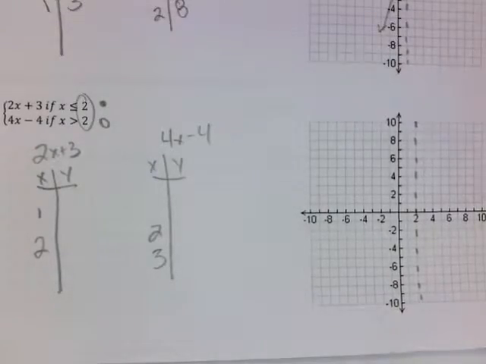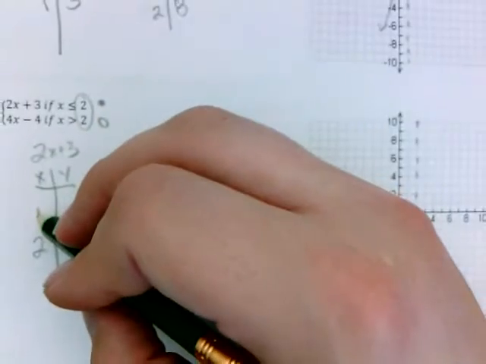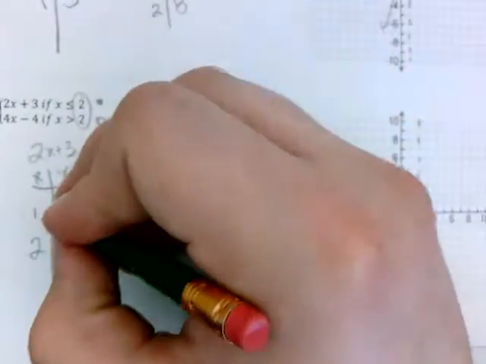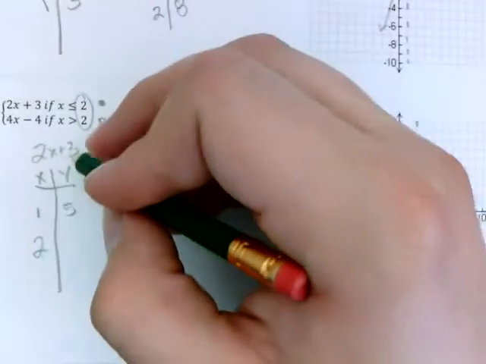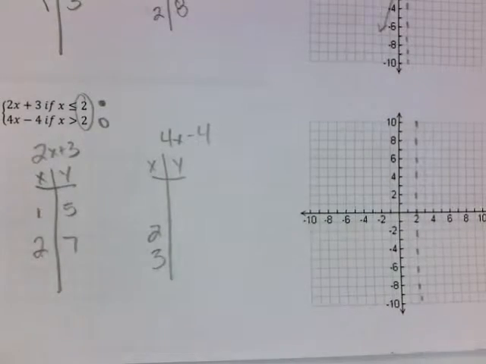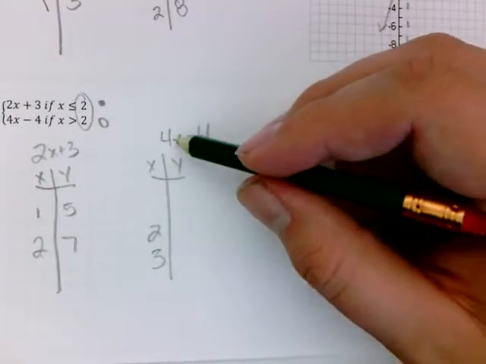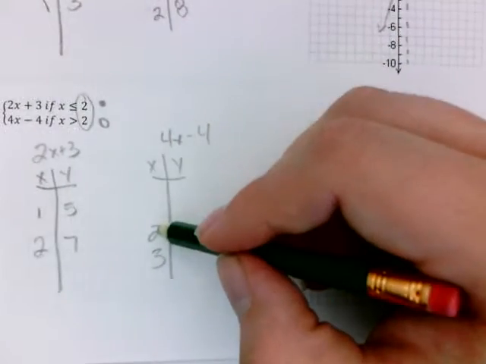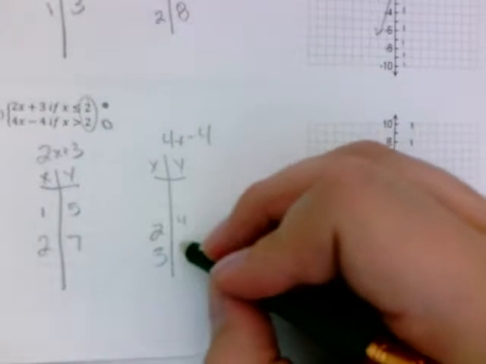Let's plug these in. 1 goes into x. 2 times 1 equals 2, plus 3 is 5. 2 times 2 is 4, plus 3, which equals 7. Remember, all we're doing is plugging this in for x. 4 times 2 is 8, minus 4 is 4. 4 times 3 is 12, minus 4 is 8.